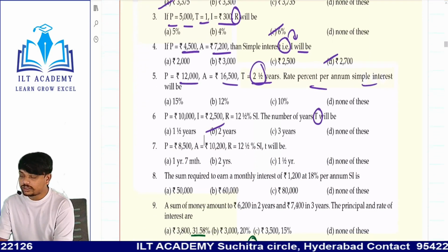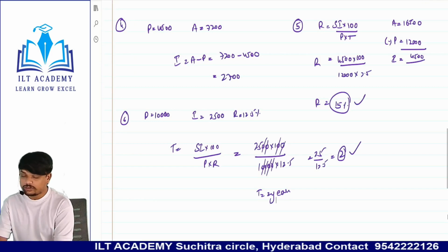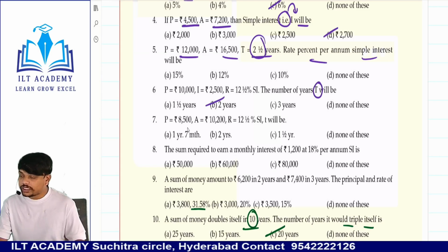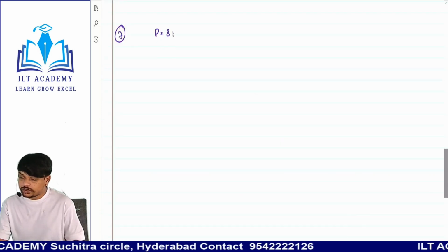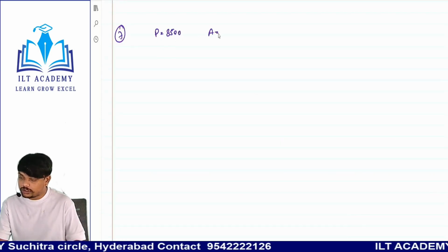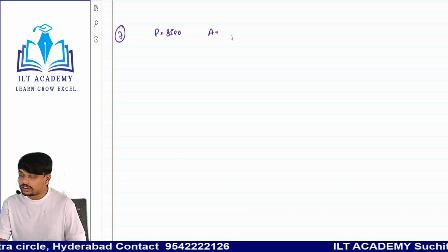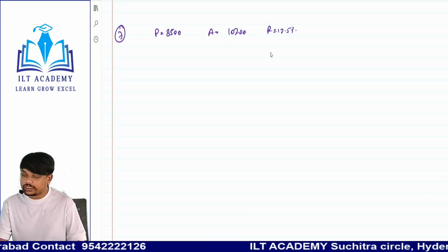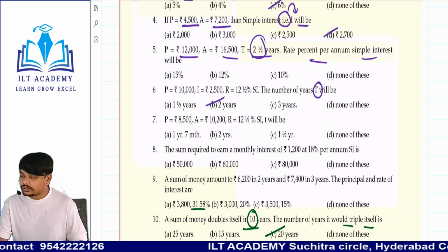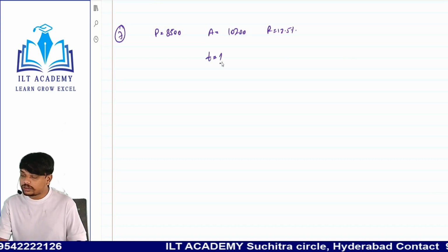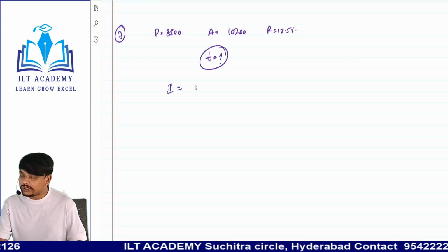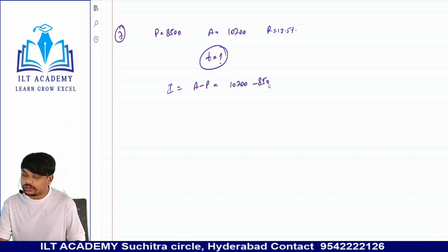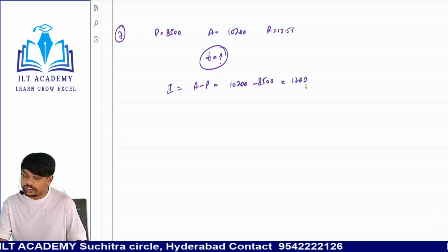Now same question, seventh one. Principal is equal to 8,500. Amount is equal to 10,200. The rate is equal to 12.5%. Time will be what? Question mark. Interest is equal to what? Amount minus principal, which is 10,200 minus 8,500, which is 1,700.